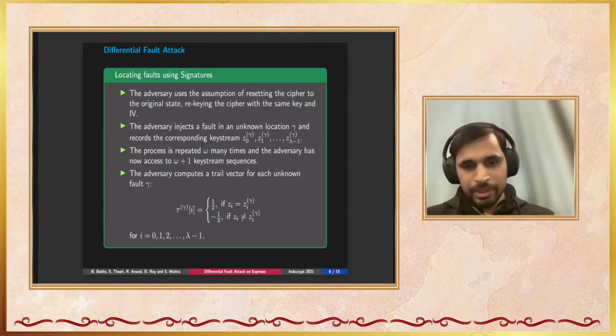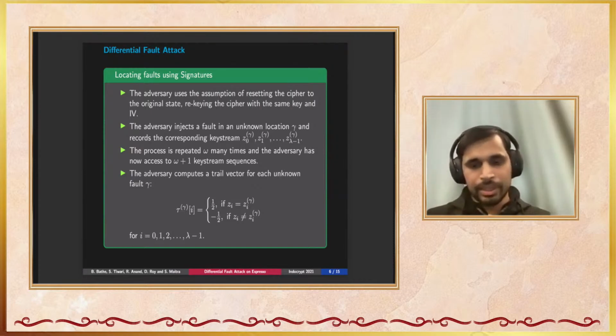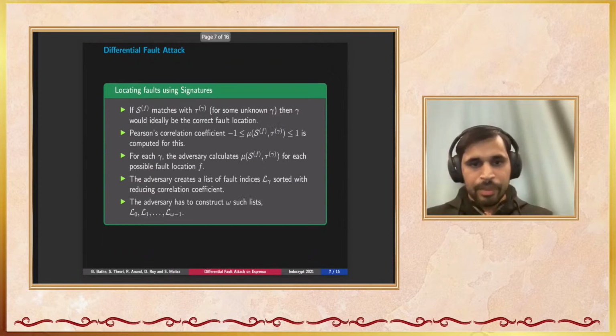So we repeat this process W many times, and then we have access to W plus 1 key stream sequences, where W are faulty key stream sequences and 1 is the fault-free sequence that we have. Then the adversary will compute a trail vector for each unknown fault location lambda, defined as d lambda equal to half if equal, and minus half if not equal, for all i from 0 to lambda minus 1.